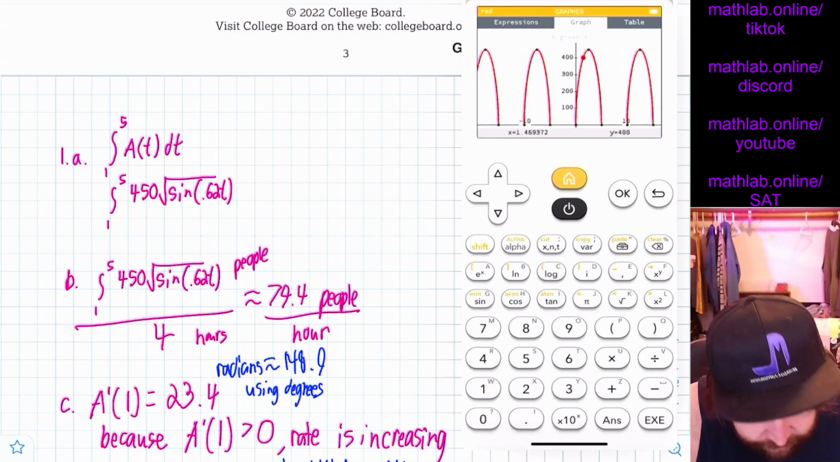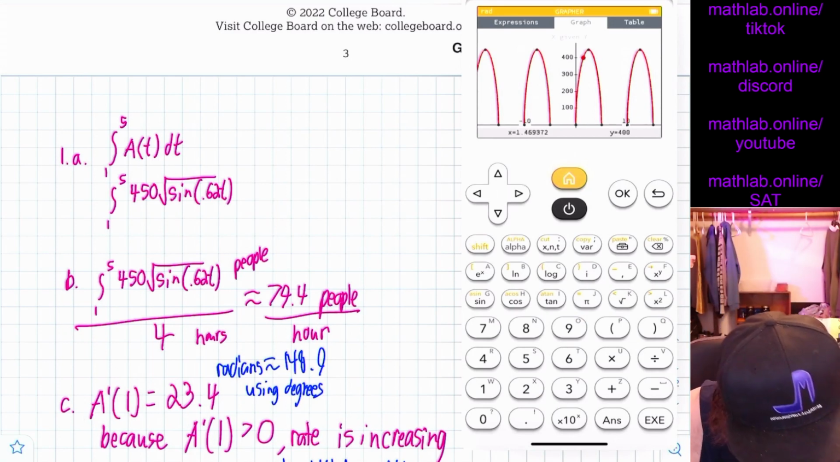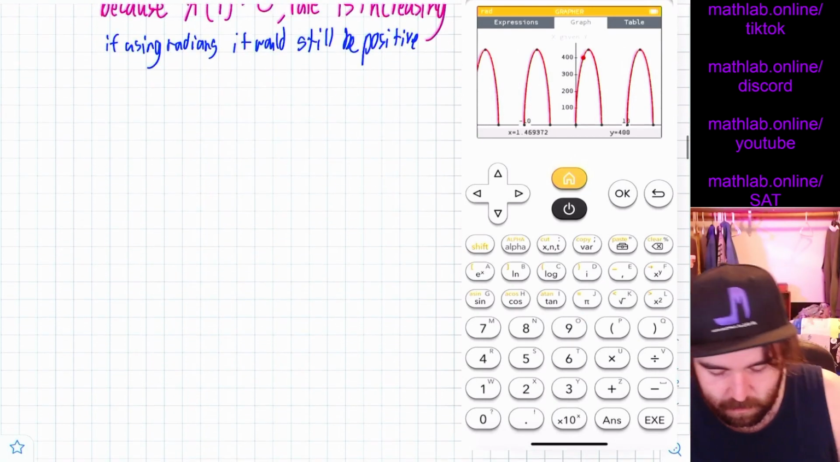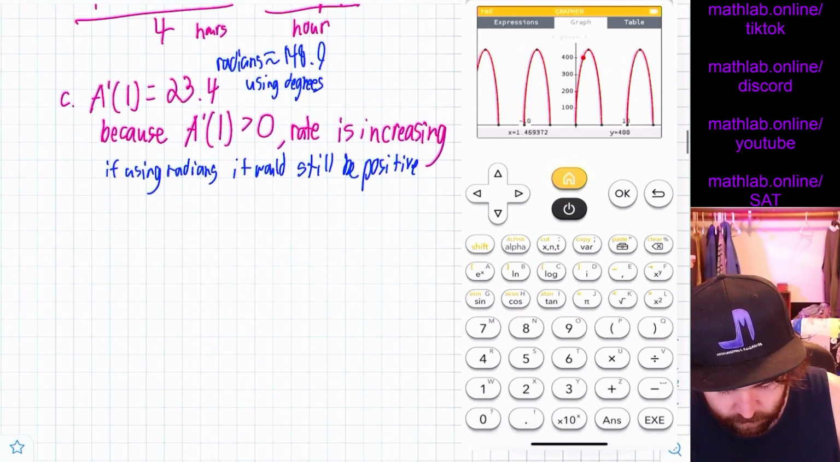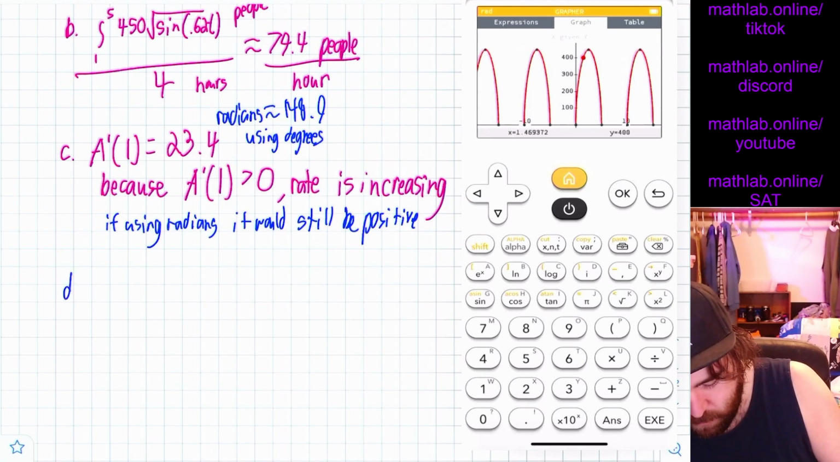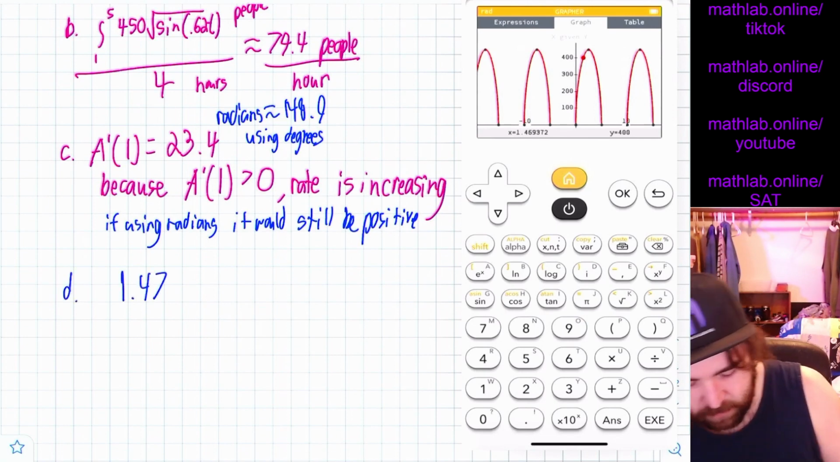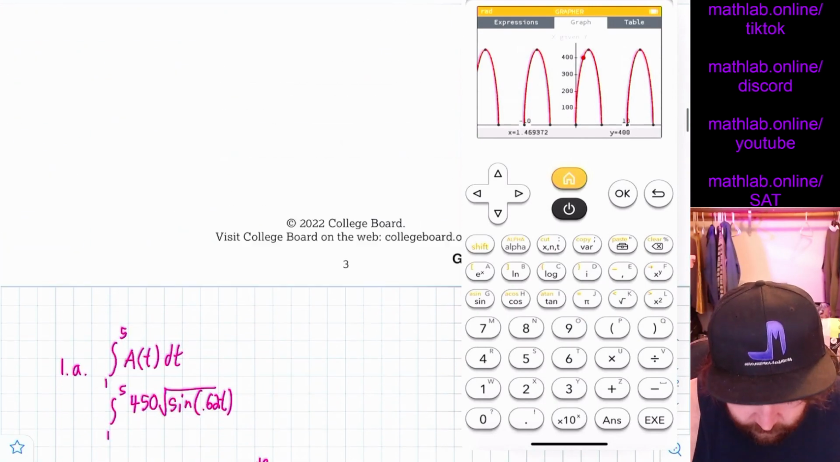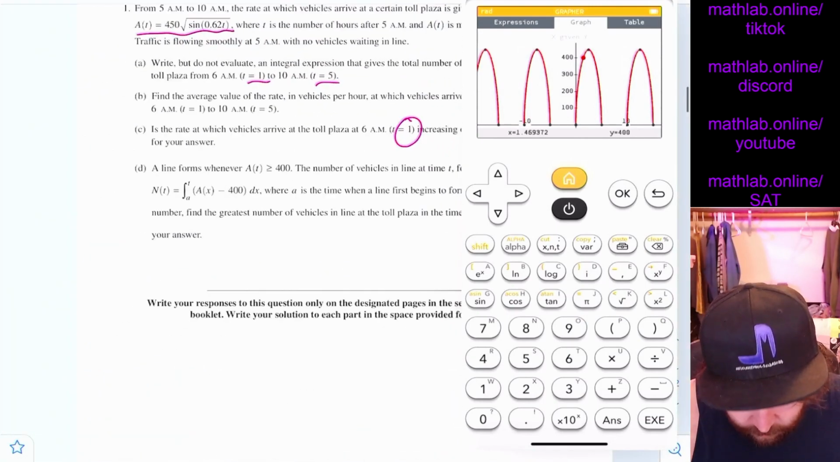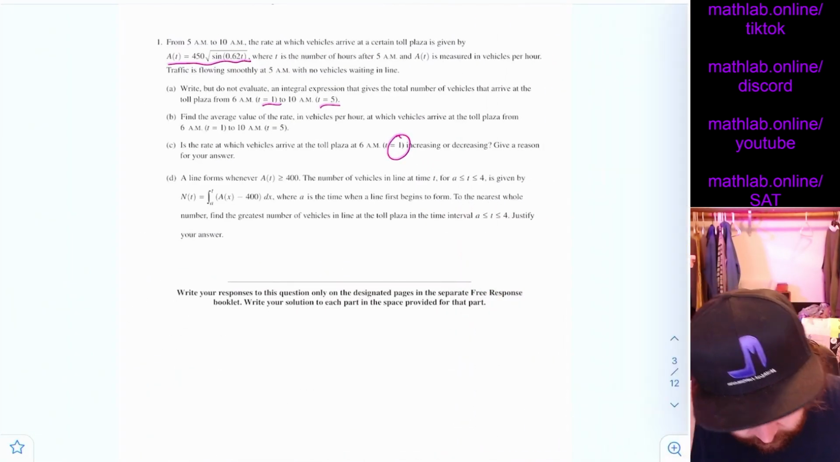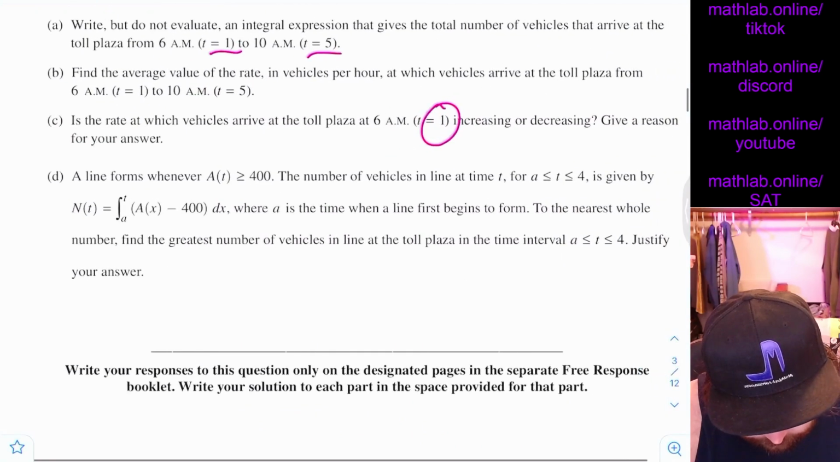So I know that the time that the line starts forming is 1.47. So 1.47 is when the line starts forming. So that's when A is. A is 1.47. But what do they really want to know? The maximum number of vehicles in line. So that's n of t.